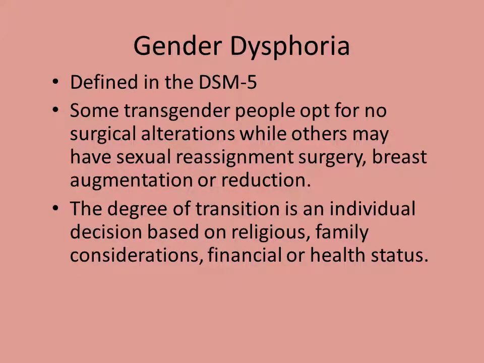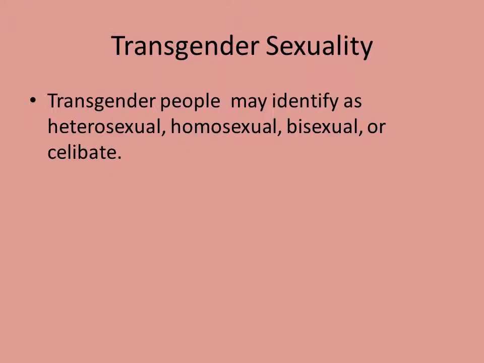Gender dysphoria is defined by the Diagnostic and Statistical Manual of Mental Disorders, 5th edition, called the DSM-5, as the discomfort or distress caused by the incongruency of the individual's birth gender and their gender identity, which interferes with social, school, and other areas of function. It should be noted that there's no causal connection between gender identity and sexual orientation. So transgender people may identify as heterosexual, homosexual, bisexual, or celibate.